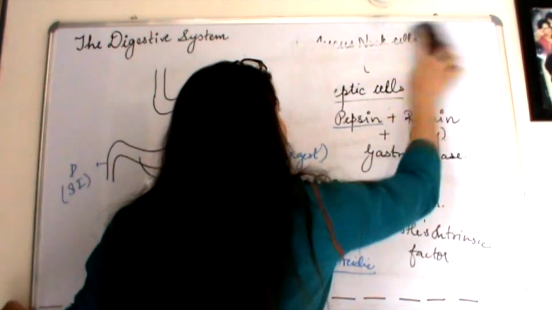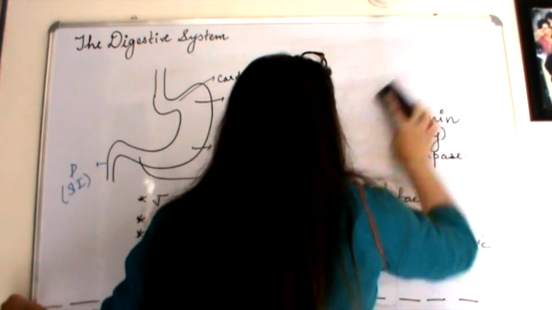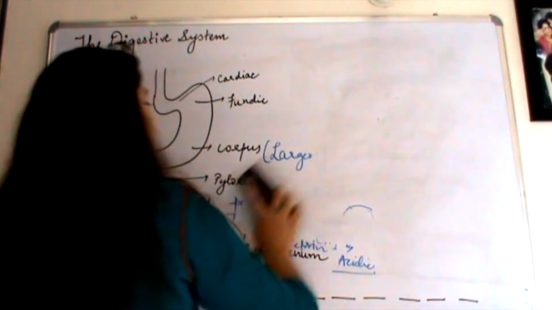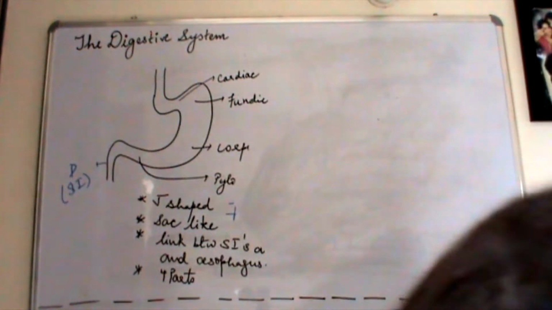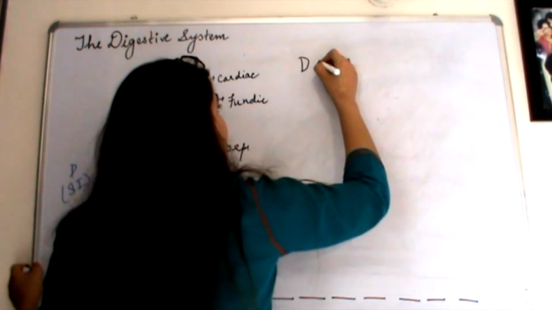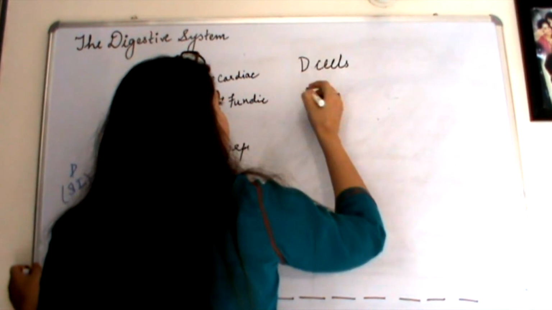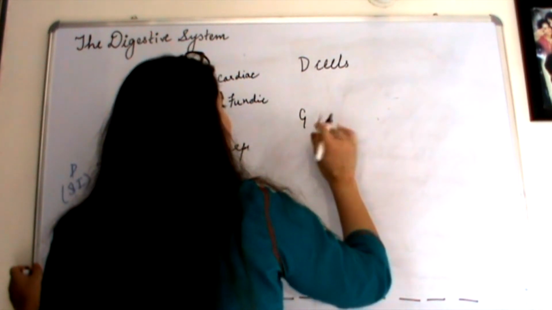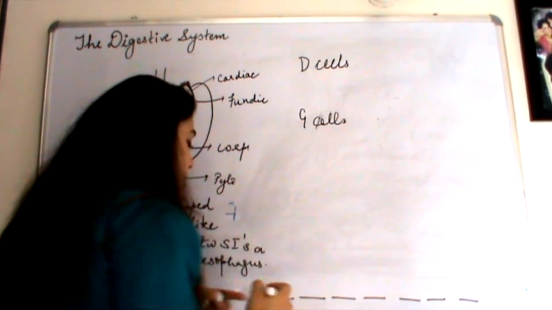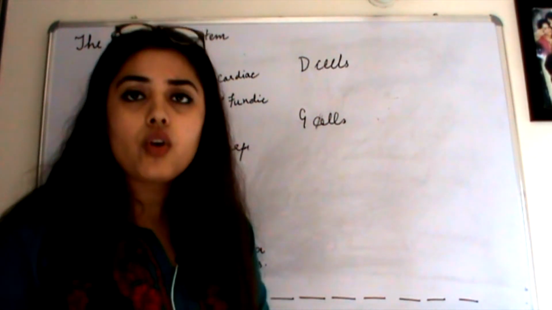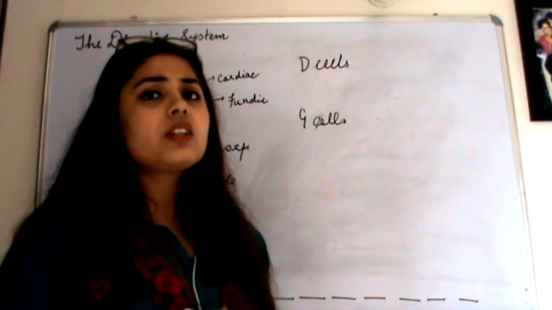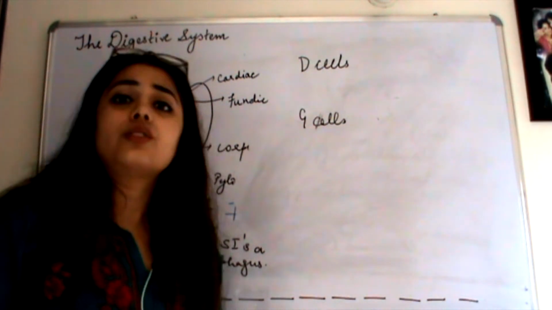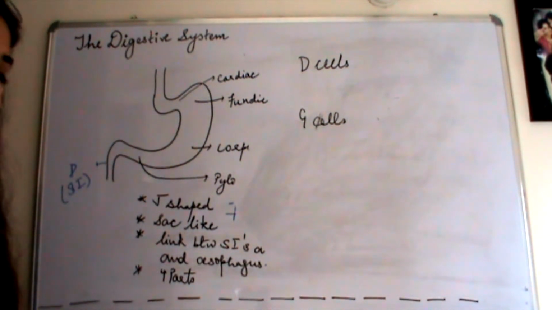Let me just write it here itself. You must have studied about G cells and the D cells. First we'll talk about the D cells. There are two types of cells, D cells and G cells. So what happens is, G cells help in the secretion of gastric lipase. What is gastric lipase now? You must have studied about gastric lipase. It is helping in the digestion of the food components, right?